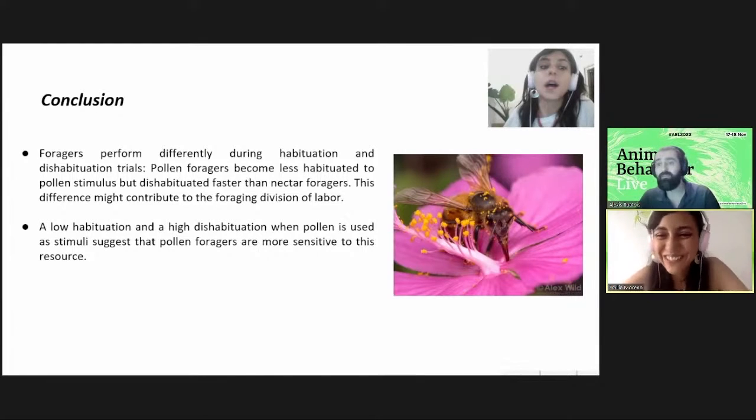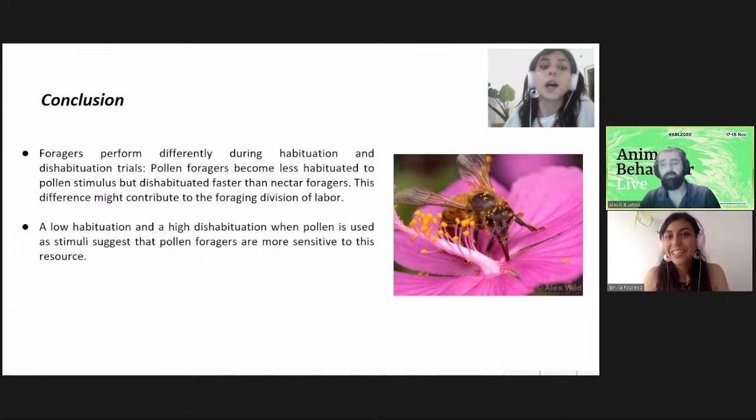Okay, hi everyone. I'm not sure if I understood well, but I think that there are some flowers that can produce both rewards, and sometimes bees can be collecting pollen and or nectar. And also inside the hive, both forager types are always sensing the cues and signals from pollen. So I don't know if I understand what you're saying, that when pollen foragers are collecting pollen, they are more in contact with pollen, so that's why they habituate more.